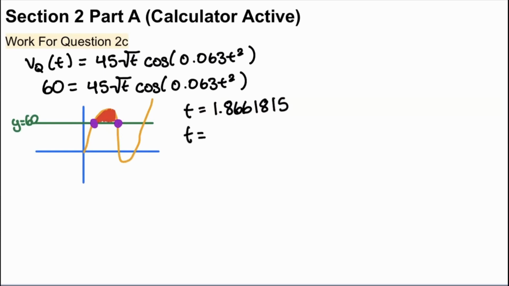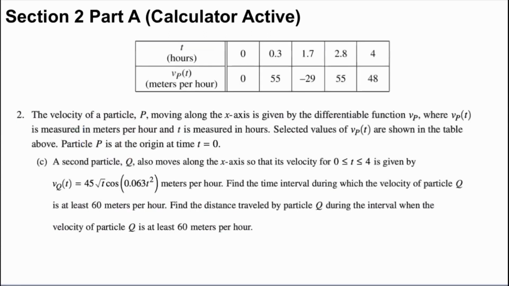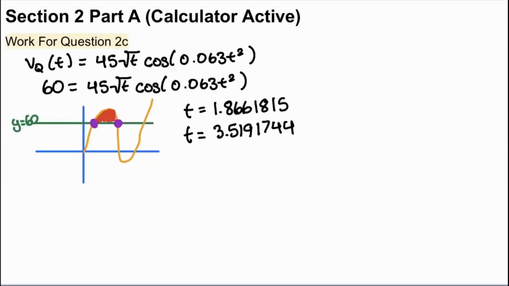1.8661815, and that t is equal to 3.5191744. Now, for every other question, I've been rounding to 3 places, but there's a reason why I didn't for this question. Because the second part of this, part C, is to find the distance traveled by particle Q during the interval that we found here. And so that is going to involve an integration with these two t values serving as our bounds of integration. And so rounding it, we don't want to cause any discrepancy when doing the integration and putting it into our calculator. So we want to leave our answer as accurate as possible with no rounding. We're going to round our final answer.